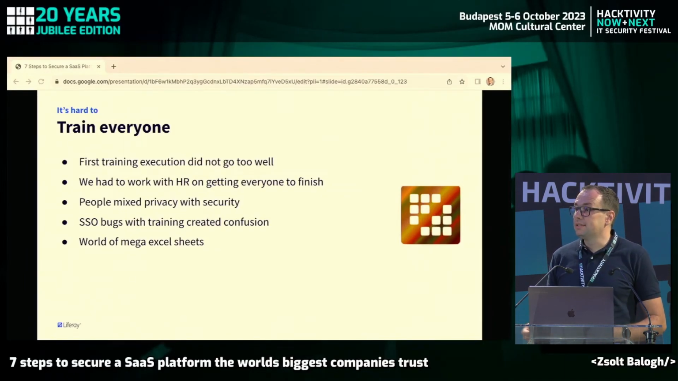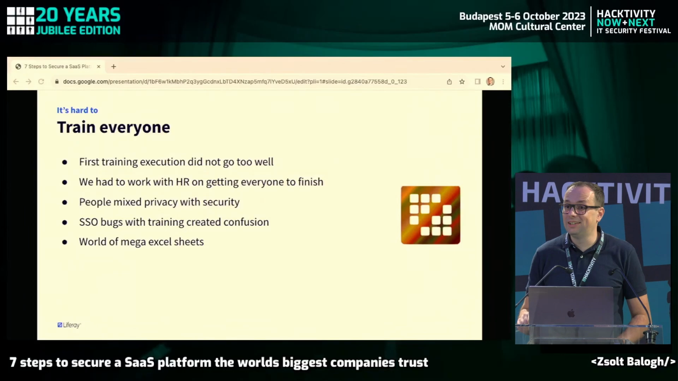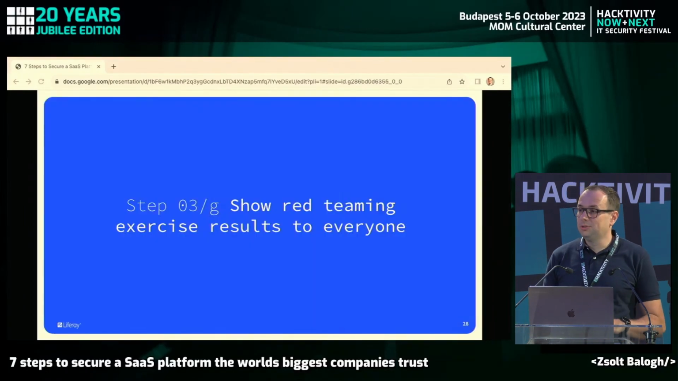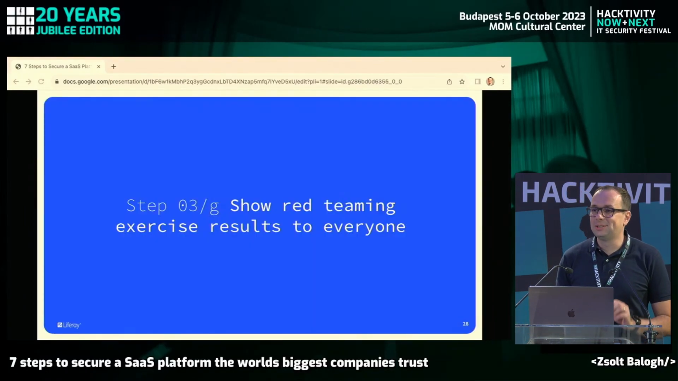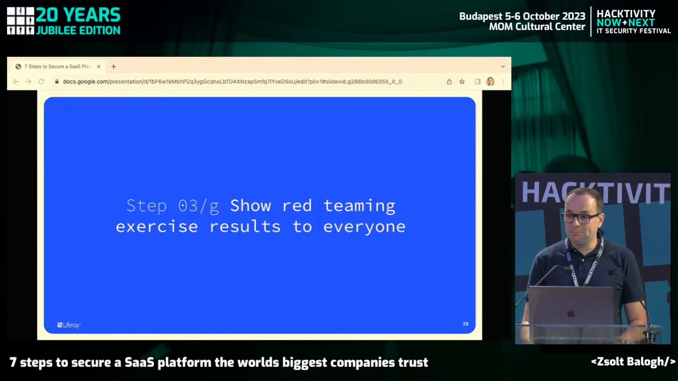So how can we solve this? Next year we were smarter because we had learned. We showed the red teaming exercises to everyone in the company. What happened next?